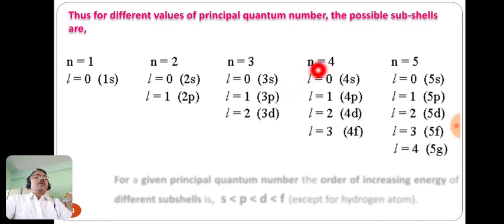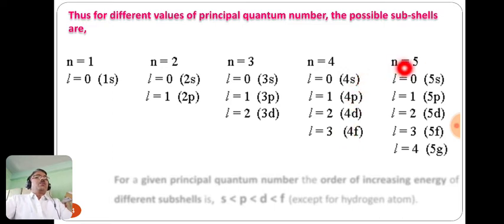Similarly, when n equals 4, there are 4 values for the azimuthal quantum number, and they are l equals 0, l equals 1, l equals 2, and l equals 3. We know that l equals 0 means the s subshell, and it is from the fourth energy level, n equal to 4, so it is 4s. When l equals 1, that is the p subshell, and it is from the fourth energy level, so it is 4p. When l equals 2, it is 4d, and when l equals 3, it is 4f.